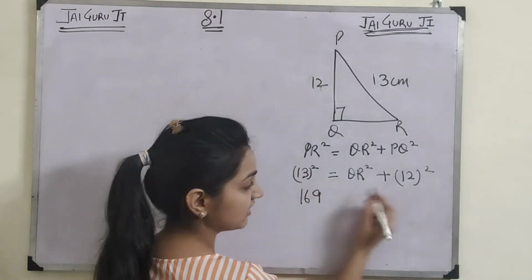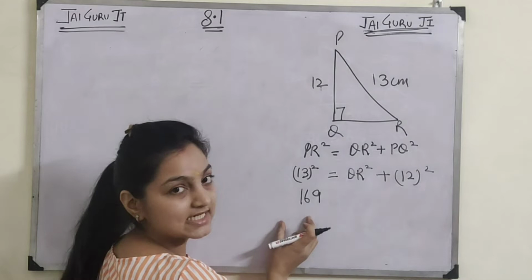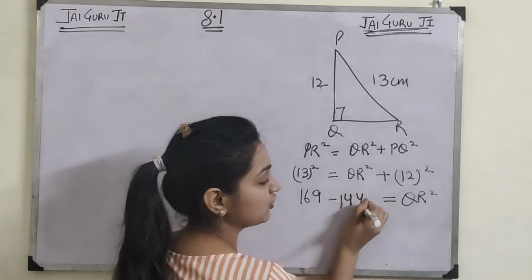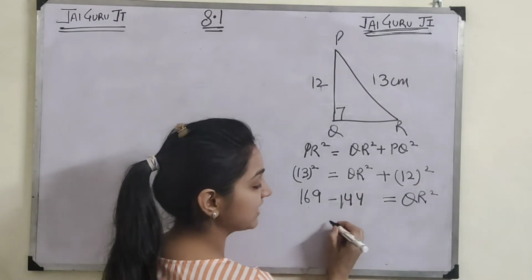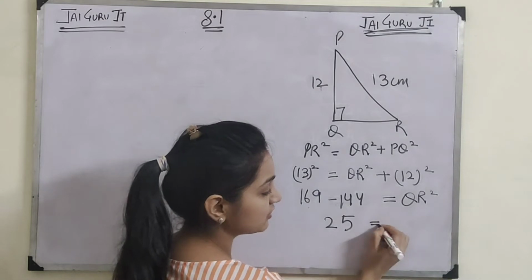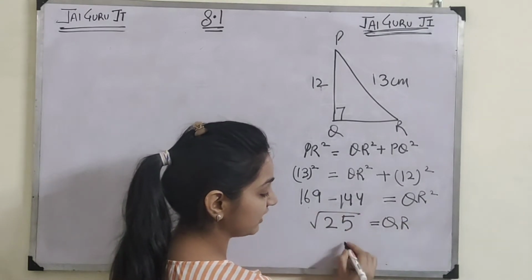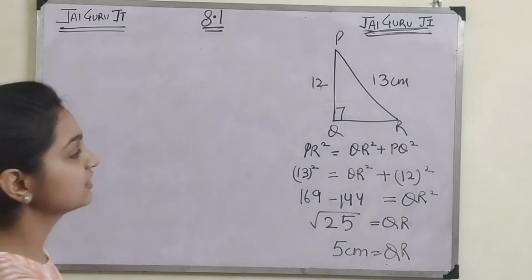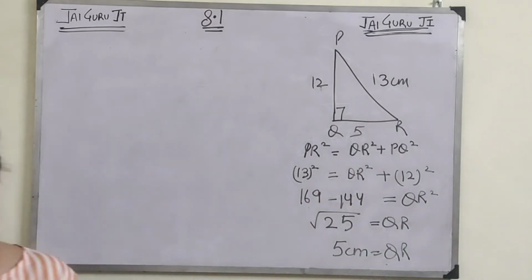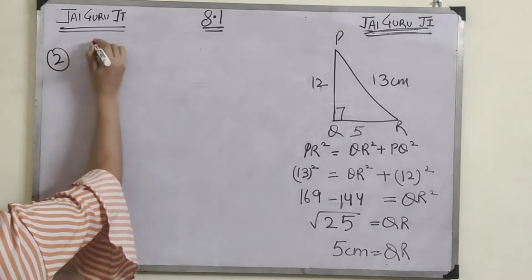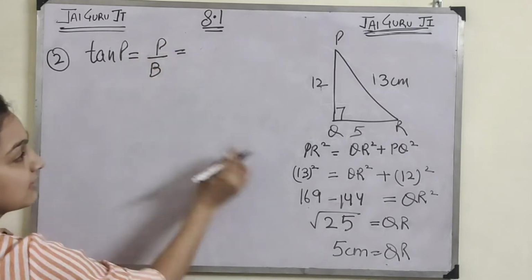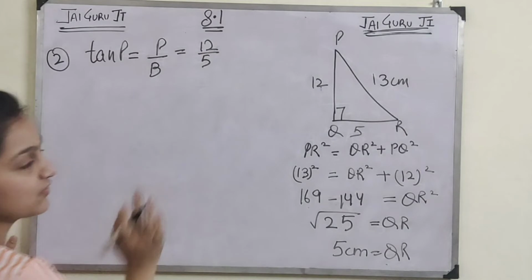This is 169. This is plus here. If we take it to the other side of the equals, there it would be minus. 12 ka square is 144. When you minus it, it will come 25. So if you have to take out QR, means 25 ka root, that is 5 centimeter. So this is QR, this is base. Now I have to calculate in the question tan P. What was the formula of tan that I told you? P upon B. P is 12 upon 5. This is tan P.